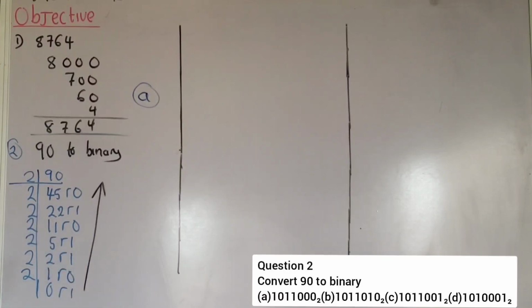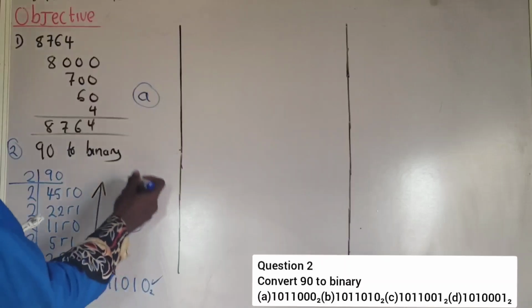So here we are going to have 1011010 base 2. This is binary. You understand? Binary numbers are digits that have only 1 and 0. They consist of 2 digits, which are 1 and 0. Now let's look at the options in the question. Option A says 1011000 base 2. That's not correct. Option B is 1011010, so option B is the correct option. Option C is not correct as well. Option D is incorrect as well. The right option is option B.